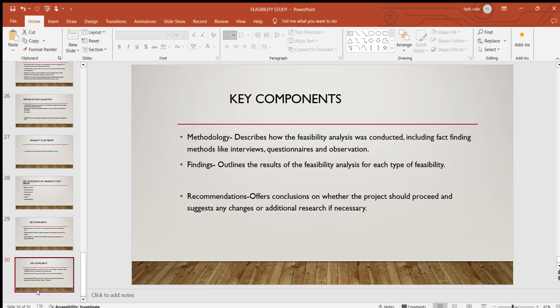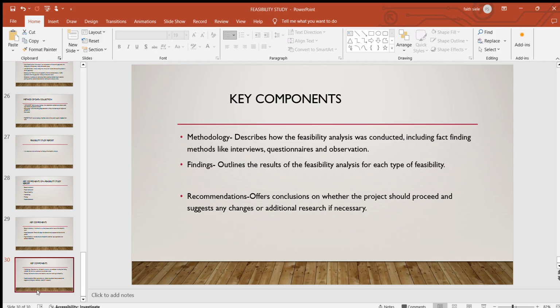Then we also have methodology. This one describes how the feasibility analysis was conducted, including fact-finding methods like interviews, questionnaires, and observation. So here you include the methods which you use to gather the data which was required. Then you also have findings. Under findings, it outlines the results of the feasibility analysis for each type of feasibility.